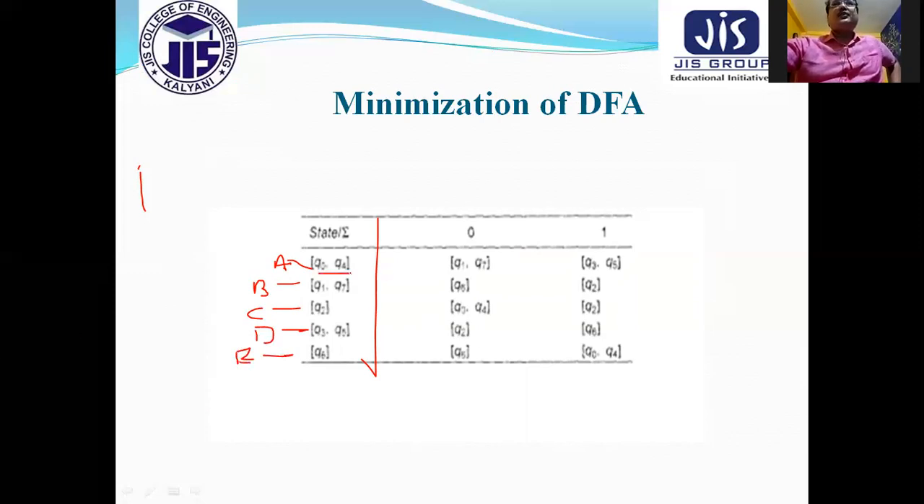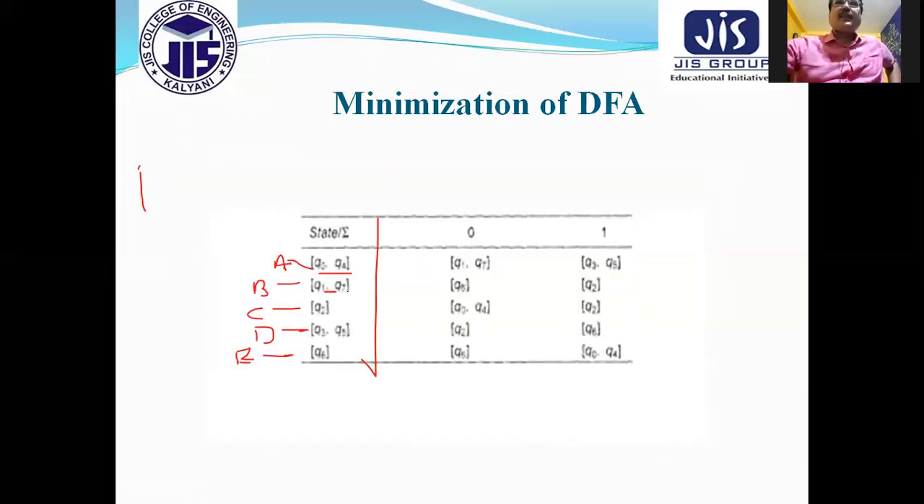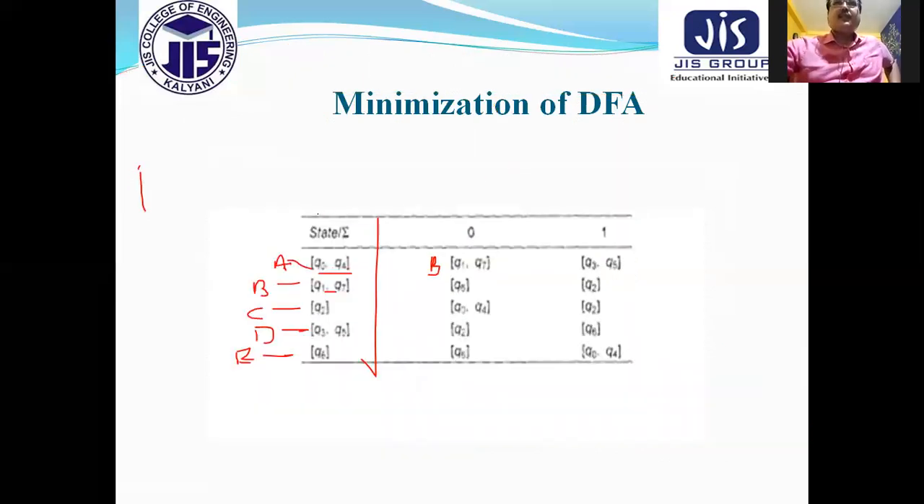So you can say Q0 and Q4. Sorry, Q0 and Q4. We have to make that Q0 and Q4. What is the value for 0? Q1 and Q7. What name have I given Q1 and Q7? B. So I can write B here. For Q0, Q4 taking the 1, where is it going? Q5, Q5. So what is Q5's name? Q5 belongs to this set. You can see, I can say it is D.